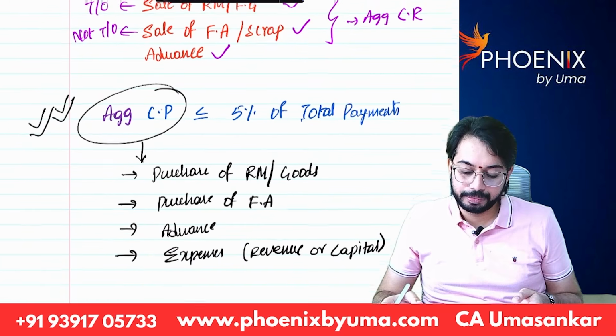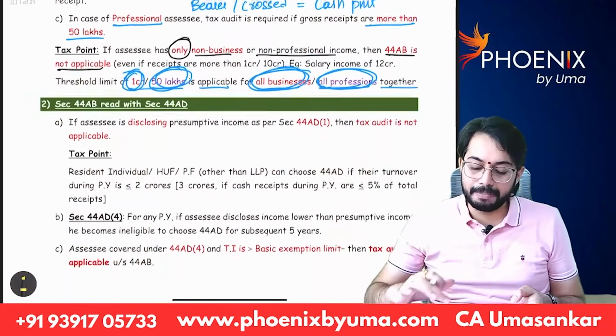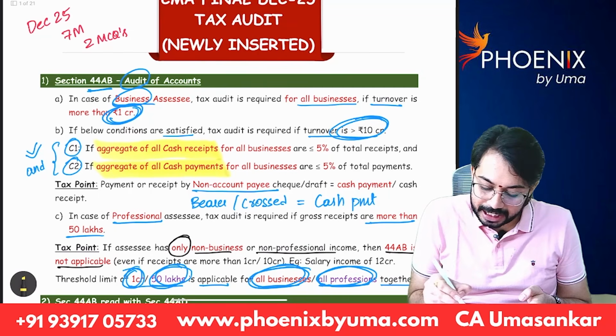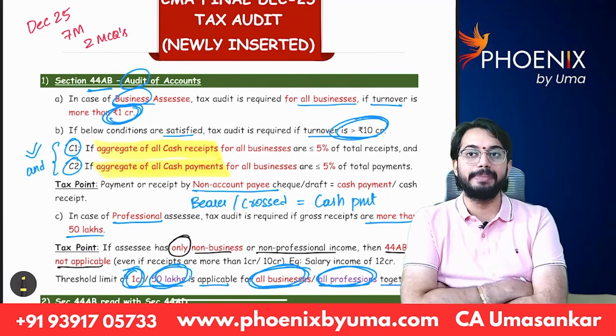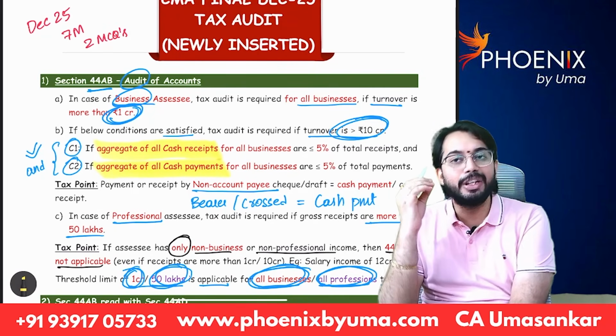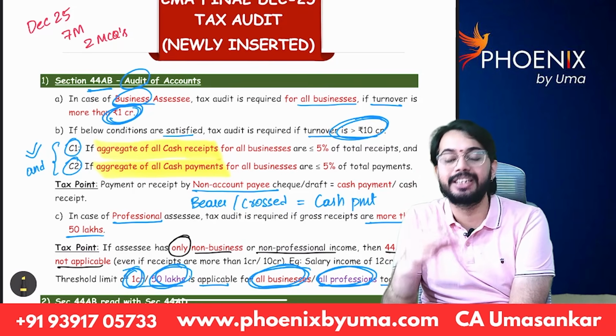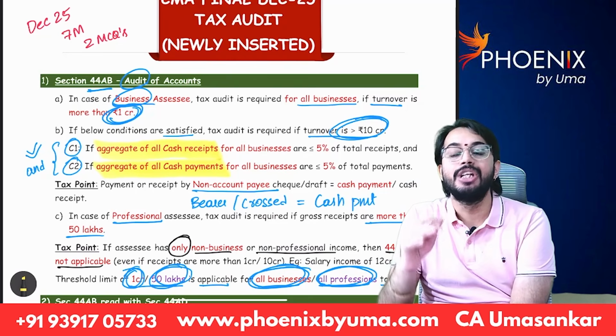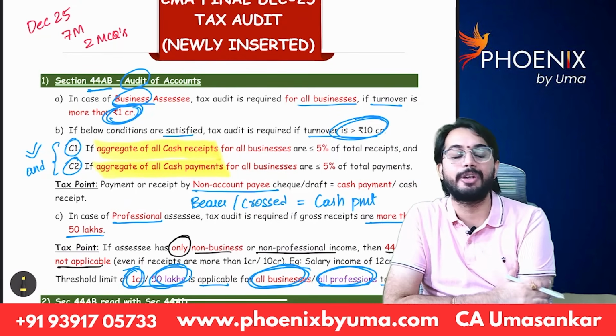Now, shall we do question number 2? So, here aggregate of all cash receipts and all cash payments means you need to consider revenue cash receipts and capital cash receipts. You have to consider revenue cash payments and capital cash payments. So, all receipts and all payments are to be considered.